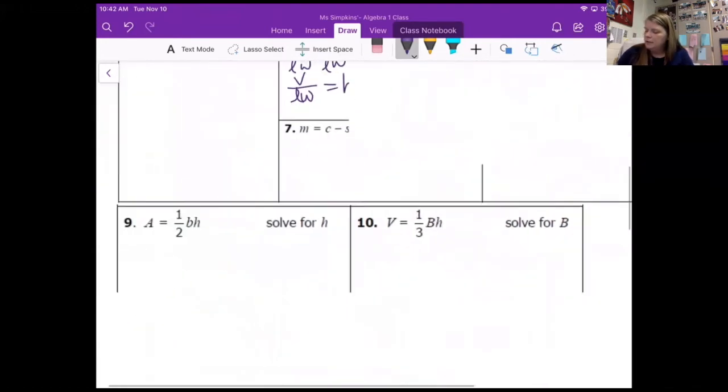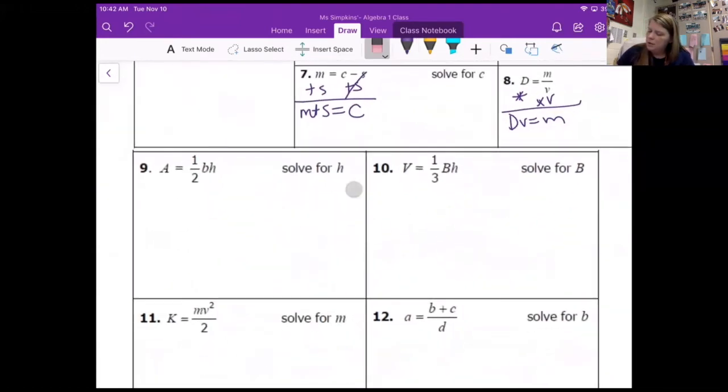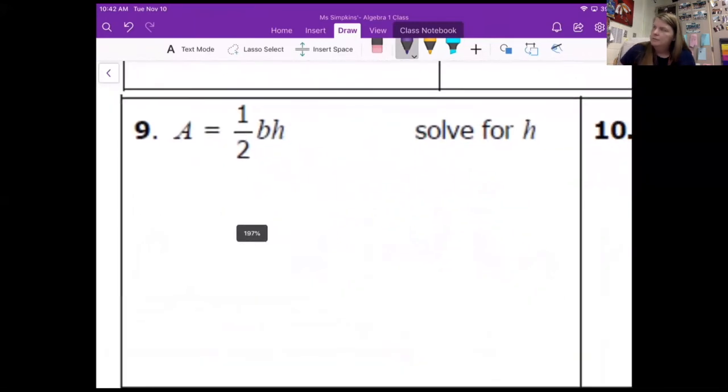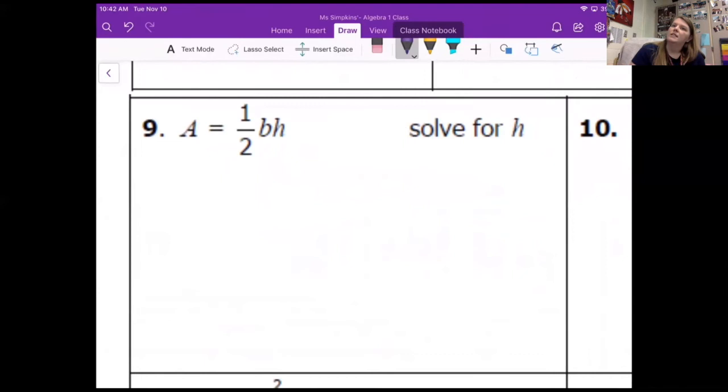All right. Let's look at number 9. What is this? Does anybody know what shape that's for? Triangle. Area of a triangle, 1/2 base times height. We're trying to get height by itself. So what's happening to height?